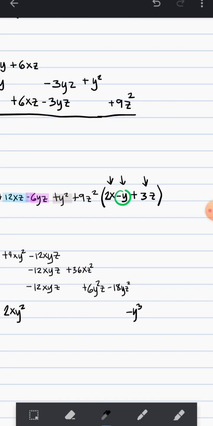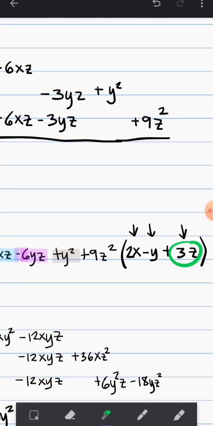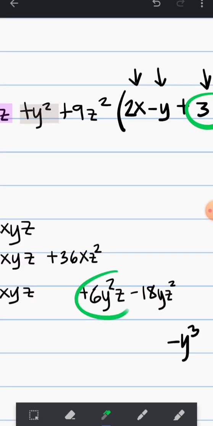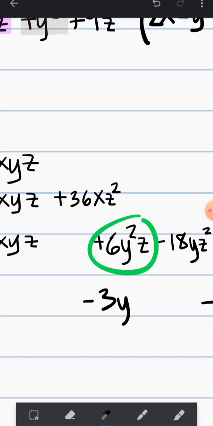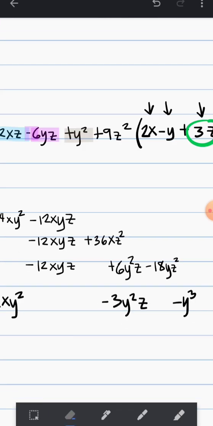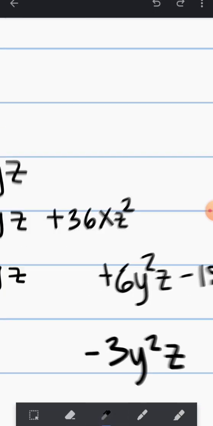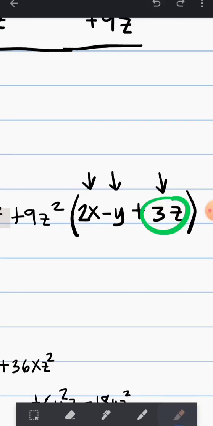And then this term, 3z. Y squared times 3z is 3y squared z. So here we have y squared z. Negative 3y squared z, or I mean positive. Oh no, positive. So this must be positive 3y squared z. And then lastly, this term.